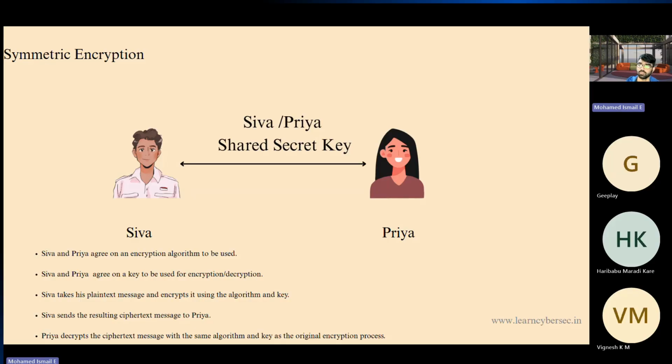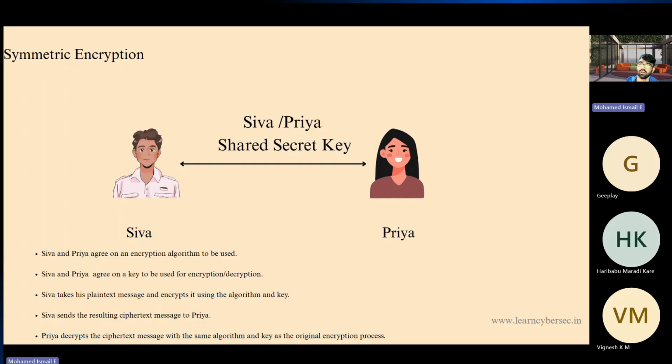Simple, symmetric encryption. In a real-time scenario, take two participants here, Siva and Priya, two participants trying to send a message. Siva and Priya agree on a protocol first: what encryption algorithm they are going to use. It could be SHA, RSA, whatever algorithm. First they need to agree, this is the algorithm I am going to use.